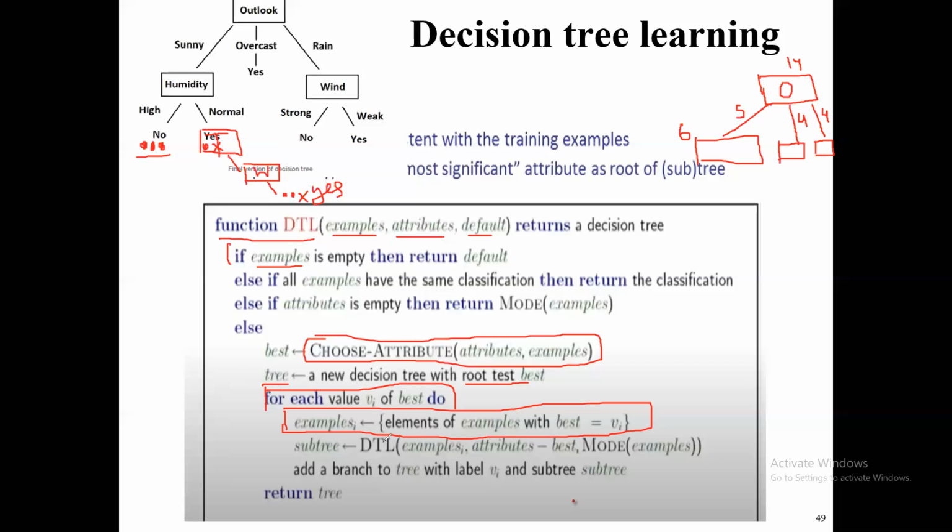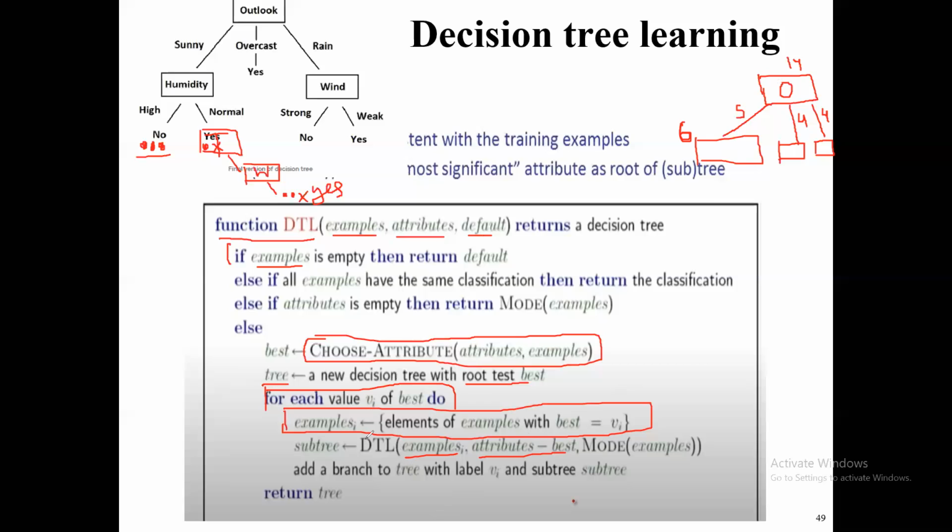And then after doing that, we just recurse. How do we do that? We again call the decision tree function by passing in the remaining examples. So for the sunny branch, we pass in the 6 examples here, and we pass in the remaining attributes minus outlook, because we have already split on outlook. So attributes minus best, and the mode of the examples as a default.